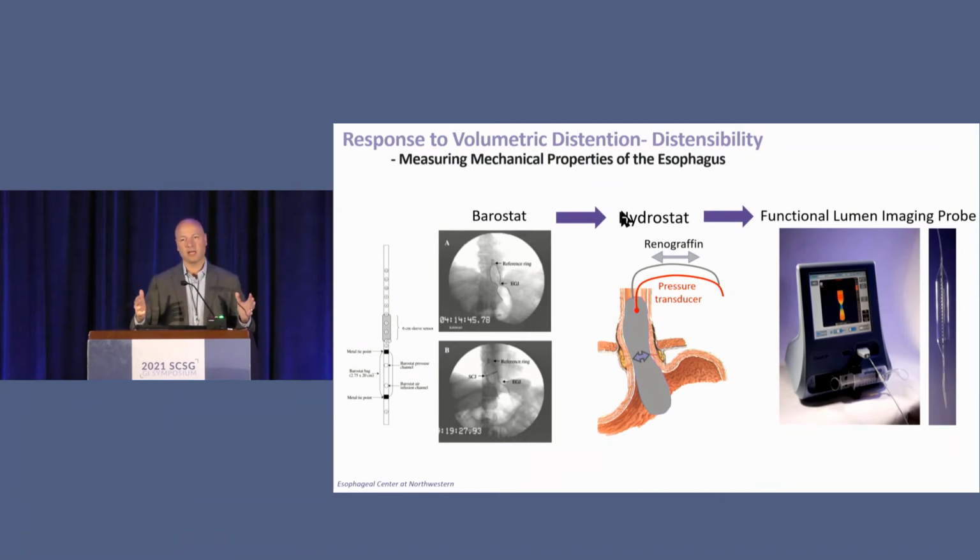And with doing that, I could actually measure something called distensibility and the opening of the esophageal gastric junction. Because my hypothesis during my early years was that if it opened up wide, you'd have reflux. If it didn't open up very well, you didn't.